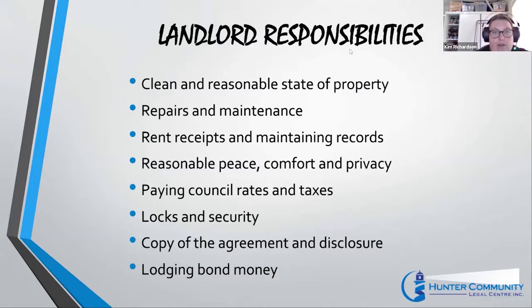Now, there are a number of standard tenant rights that a tenant has under the Residential Tenancies Act.